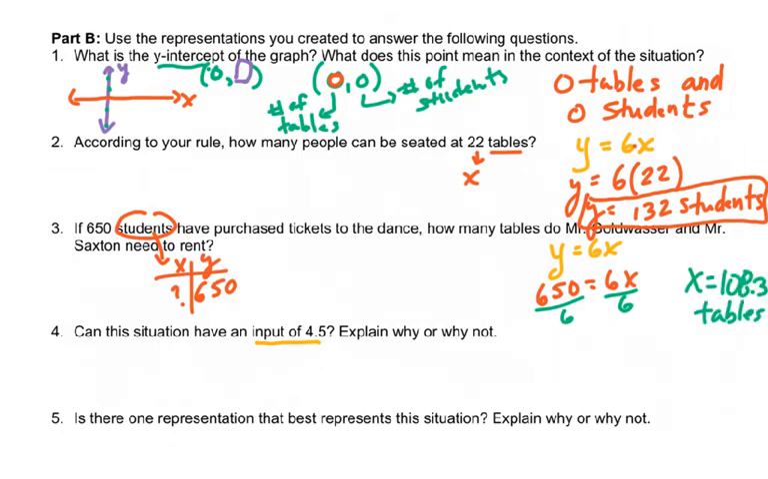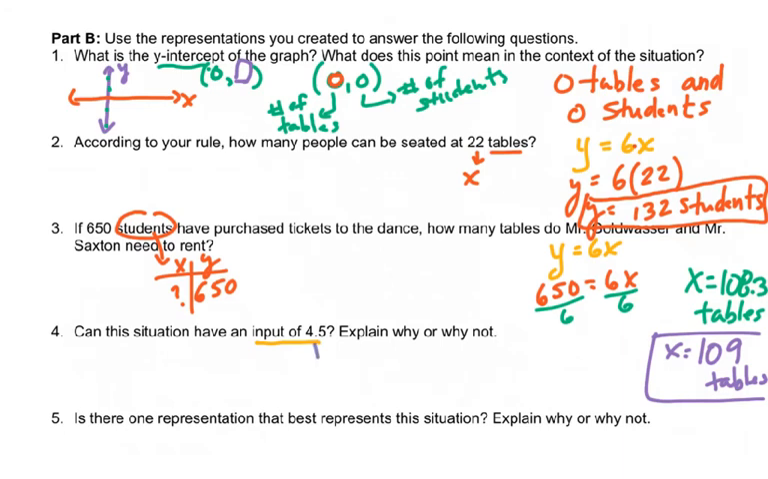108.3 tables. Now, we can't have a partial table, so we have to think about this in context. 108 tables will not seat all the students. There's still that 0.3 that's remaining. So we actually need to round this up and have 109 tables in order for us to accommodate the 650 students. And that's actually our answer to this question: 109 tables. Again, 108 will not be enough tables. We need 109.